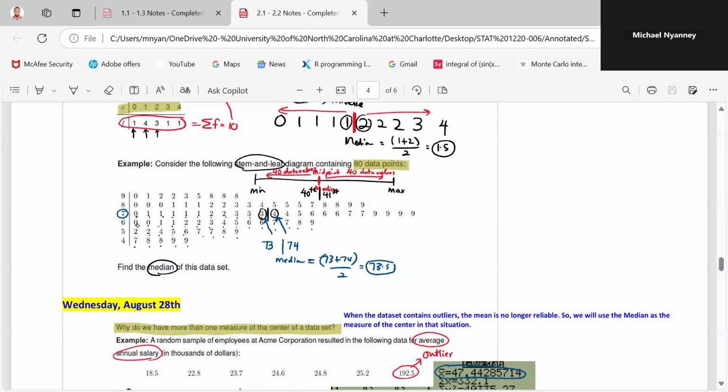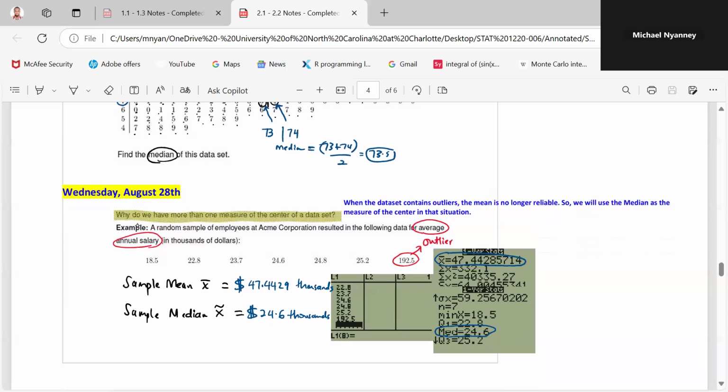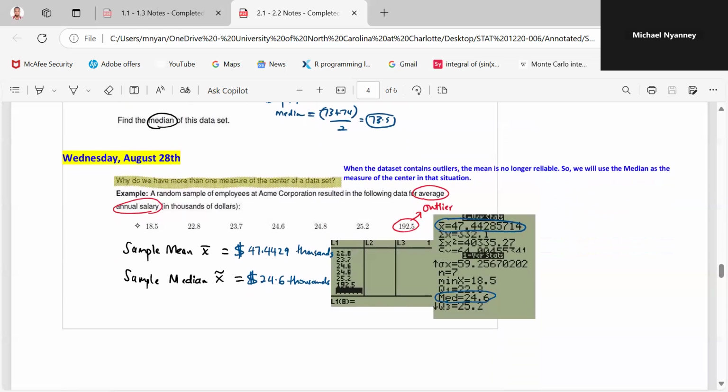So we realize that we have 3 and 4 here to be the 40th and the 41st position, and all of them correspond to the stem of 7. So it implies that 73 and 74 are the 40th and the 41st position. Add these two numbers together and divide by 2. You're going to have 73.5, and you are good to go.